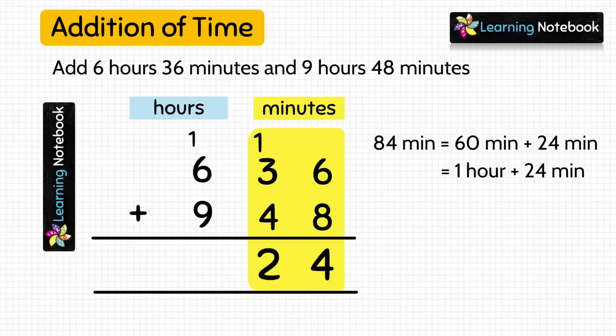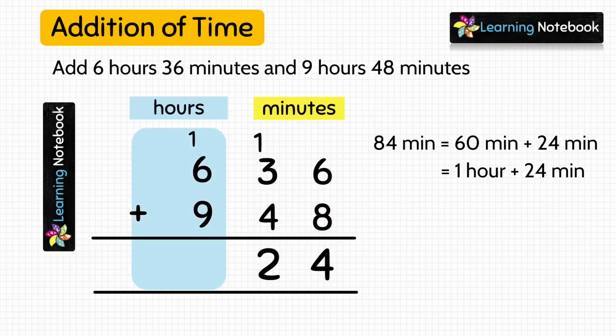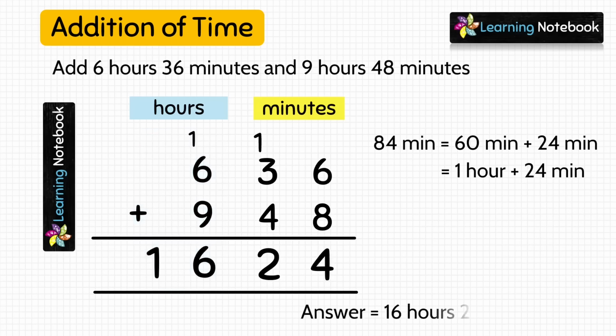Next, we will simply add the hours column. 1 carry plus 6 plus 9 equals 16. So we have got the answer as 16 hours 24 minutes. So this is how we will do addition of time.